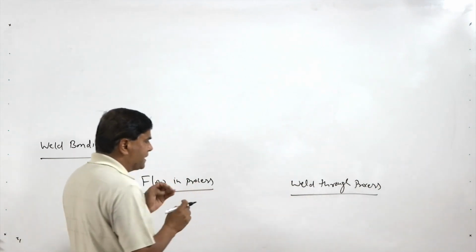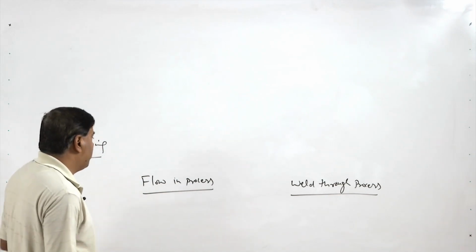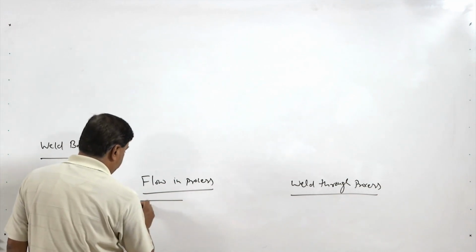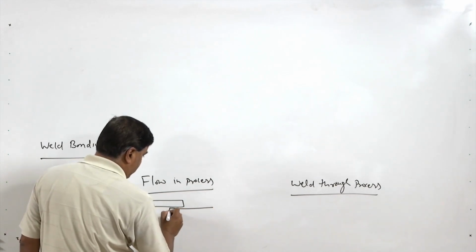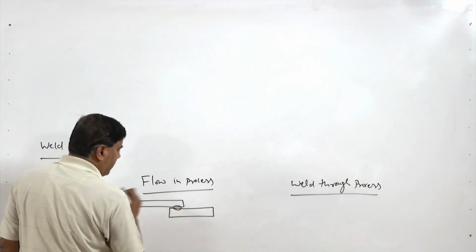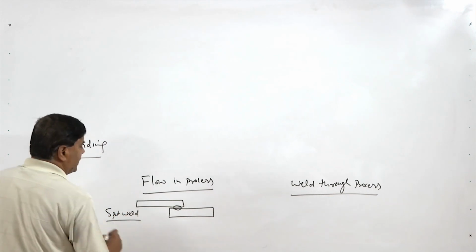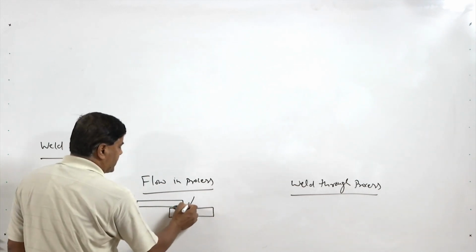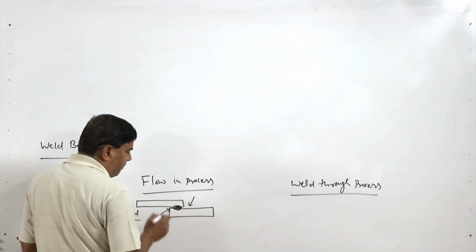Basically the difference is in which stage the adhesive is applied between the faying surfaces. In the flow-in process, first the plates or sheets are put in faying contact in the required configuration, and then a spot weld is made. Once the nugget is formed, the adhesive is allowed to flow between the faying surfaces by capillary action.